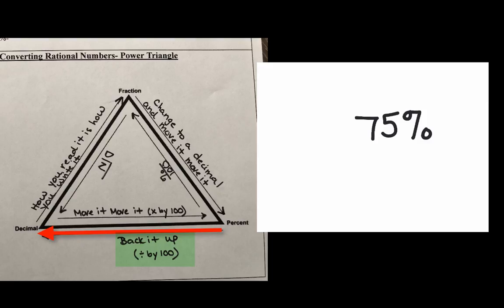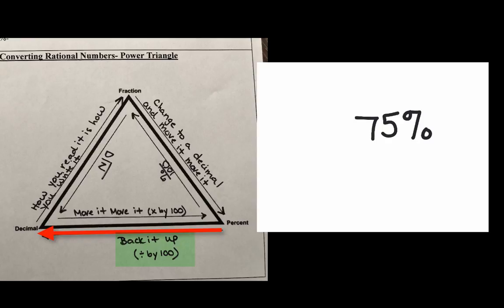So our final conversion, ladies and gentlemen, is still on the outside of the power triangle. Put your finger on percent, and we're going to trace to decimal. So follow the arrowhead that moves towards the word decimal. We're going to take a percent to a decimal. And what you need to write on the outside of your power triangle is back it up. So divide by 100. Go ahead and write that down now.